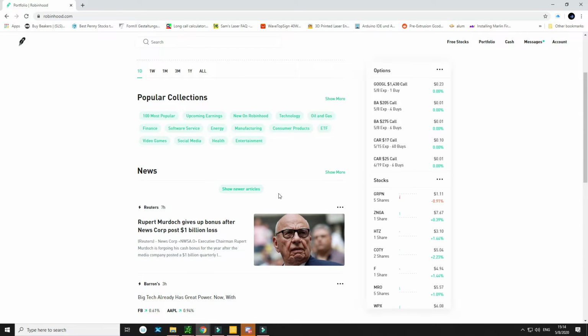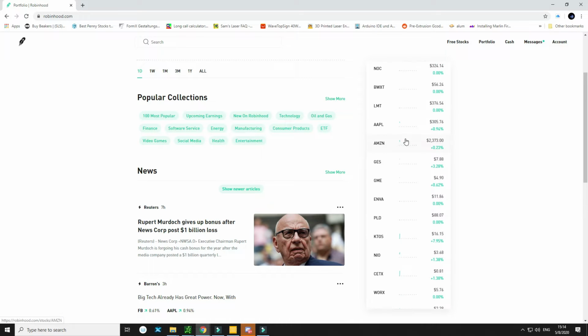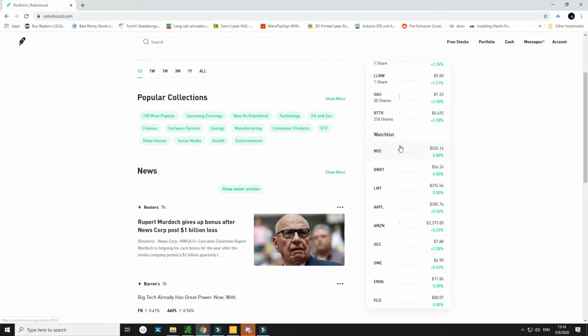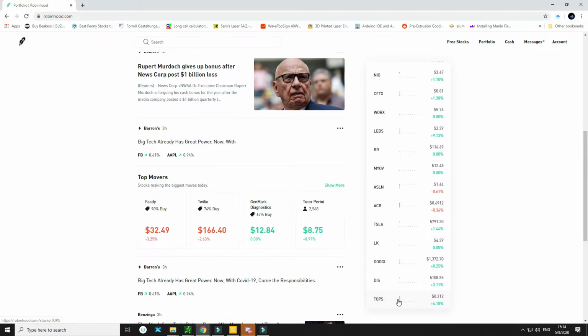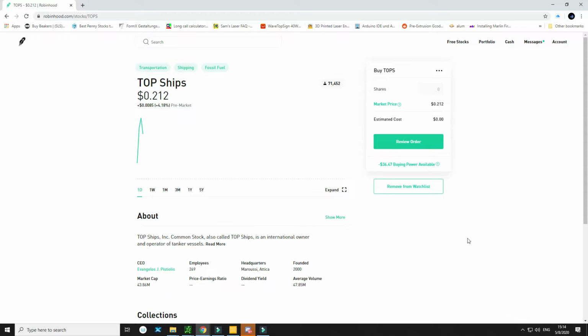We go back to the main page and scroll down to our watch list and see if we can find TOPS. Watch list here. TOPS could be at the bottom. Yep, there it is right there. TOPS is added. And if you want to get rid of it, just remove from watch list. So we're going to continue on.